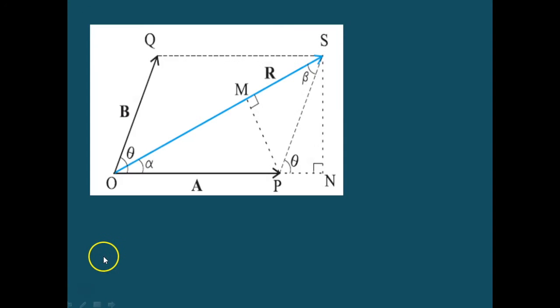Now we should find the angle theta. So by considering the same figure, in triangle OSN, you can consider the triangle OSN.